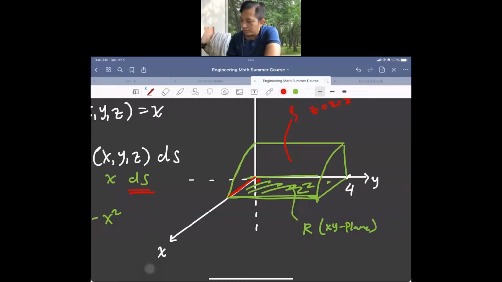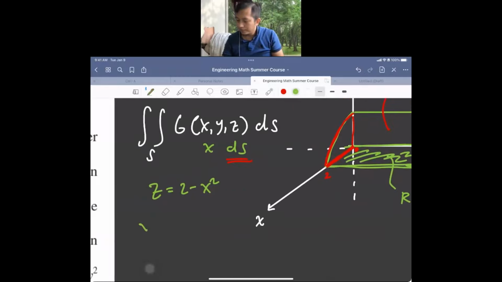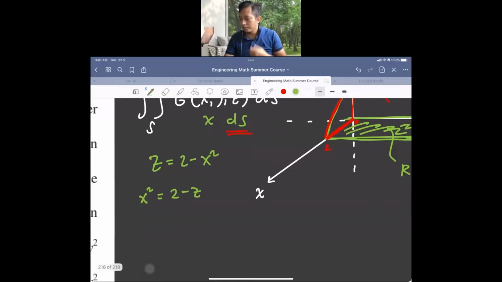So we have, let's say this is our x from 0 to, this is 2, right? But we have this z here. So we are going to have the x going to be from here. Right here, we will have x squared is equal to minus z. So when z is equal to 0, our x is going to be square root of 2.